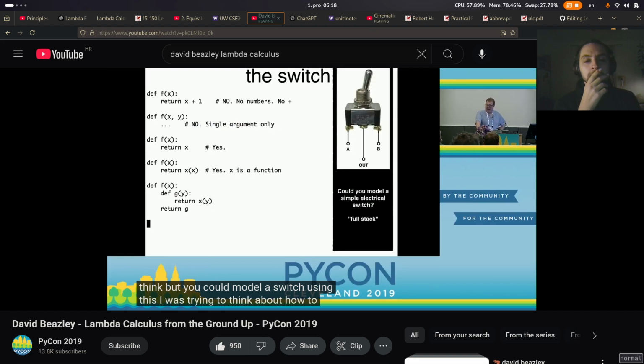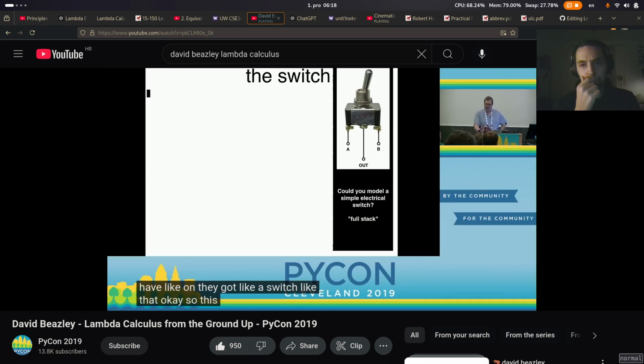I was trying to think about how to make the tutorial go full stack down to the bare metal. Basically, you'd have to talk about electricity and other things. So let's say you have a switch like that. Okay, so this is a switch, left, right. It has two inputs, A and B. It has an output on that. That is actually something that you could model in this system.